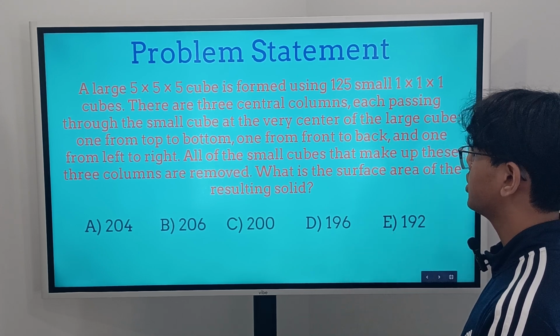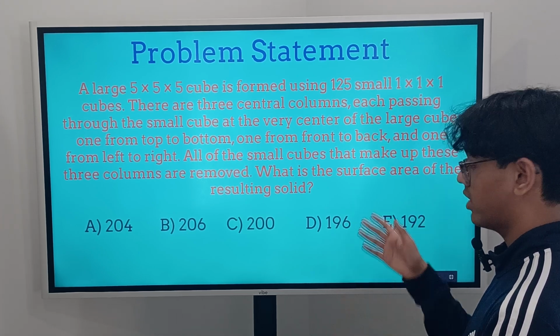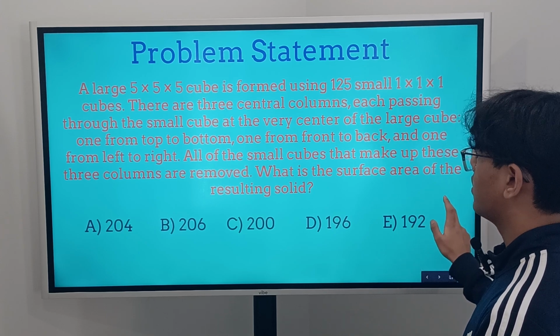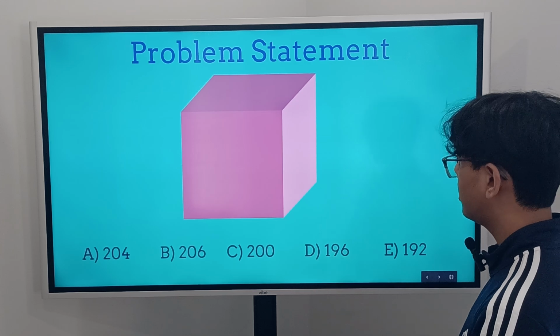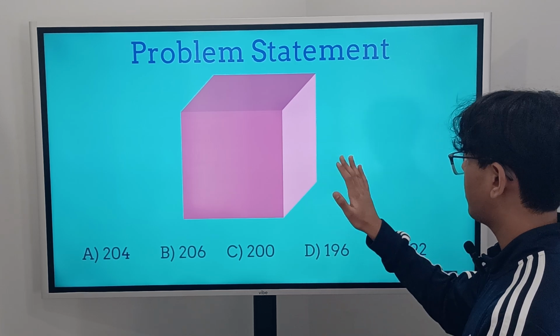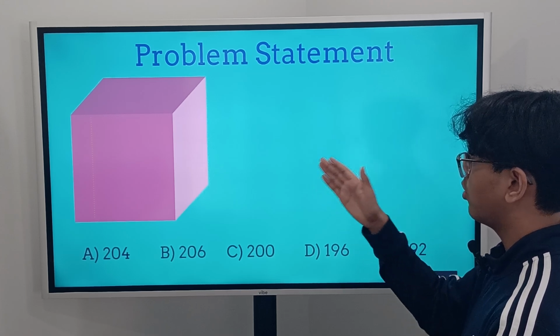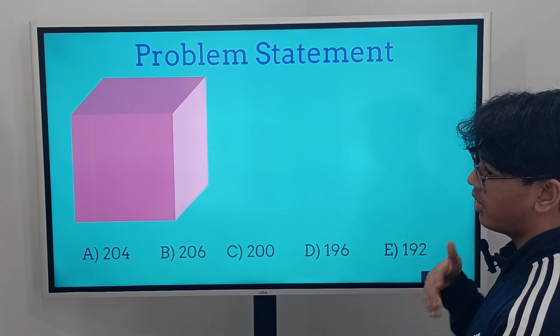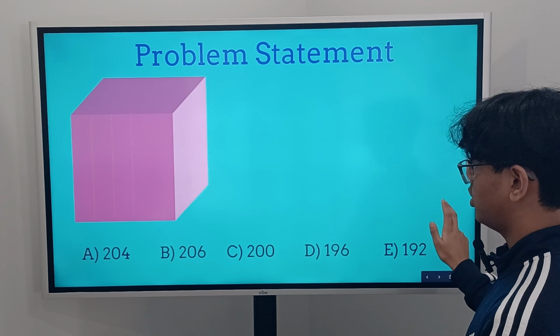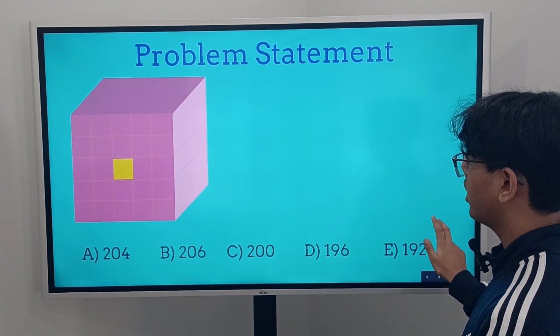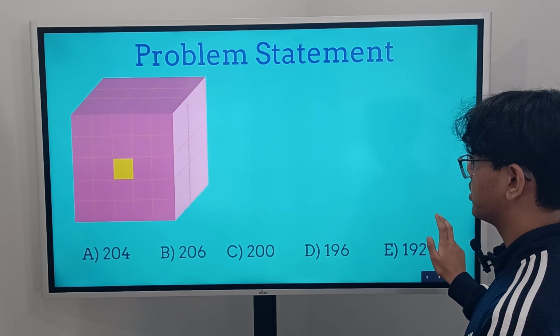So this is our problem, so feel free to pause the video and try to solve this on your own. And if you're not able to solve it, then we're going to get into the solution right now. So here's the cube that we have. This is our 5 by 5 by 5 cube. First, we're going to separate this into 1 by 1 by 1 cubes. With that, we get 125 smaller cubes.